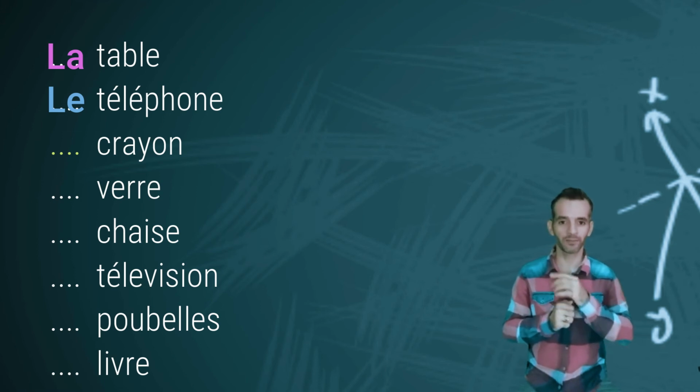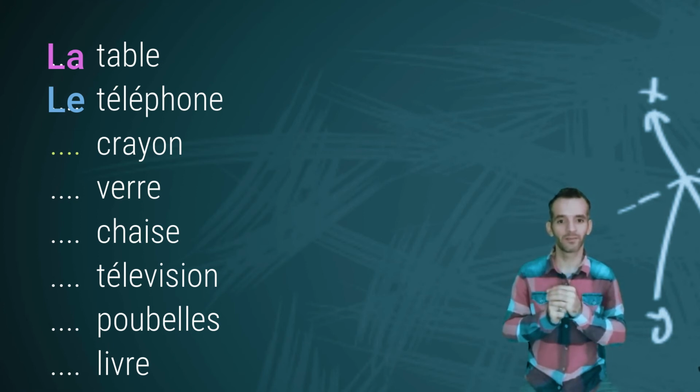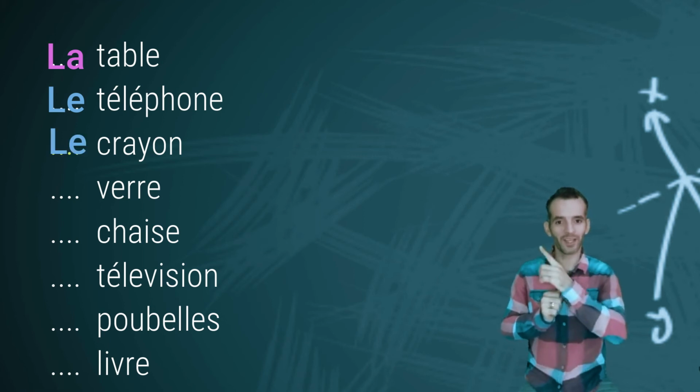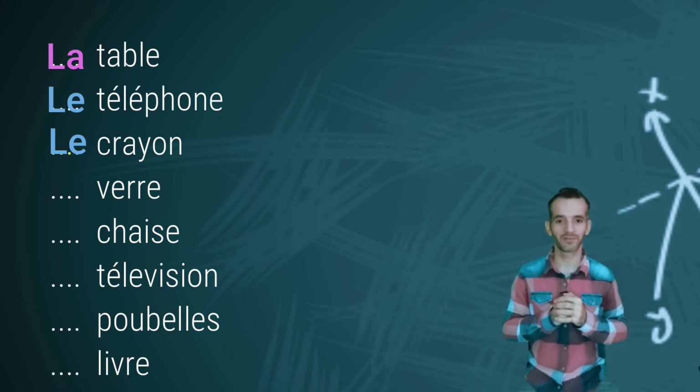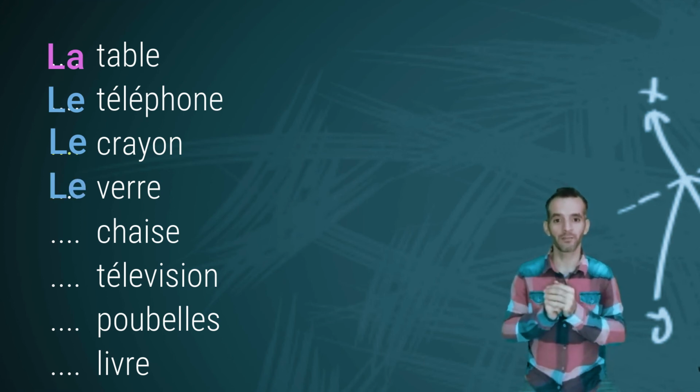The next one, crayon, which is the pencil. Le crayon. Repeat please. Le crayon. The next one, verre. Here is another exception. We are going to answer with le verre because it's considered a masculine word, even though the ending is e.